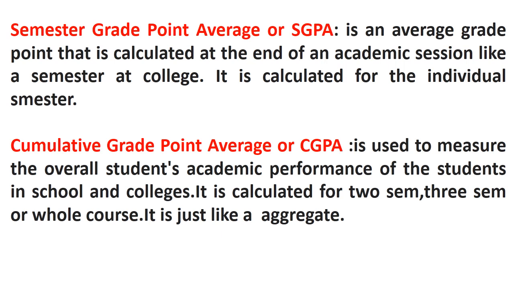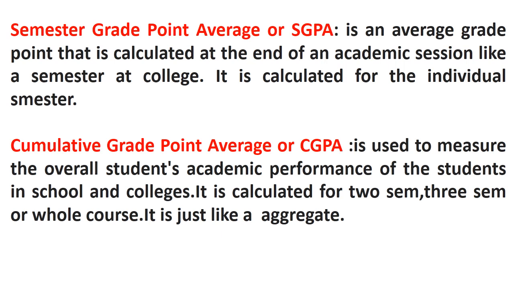Let me explain what I mean by SGPA and CGPA. SGPA means semester grade point average. It is an average grade point that is calculated at the end of an academic session like a semester at college. It is calculated for the individual semester. SGPA should be calculated only for the particular semester, whereas CGPA means cumulative grade point average.